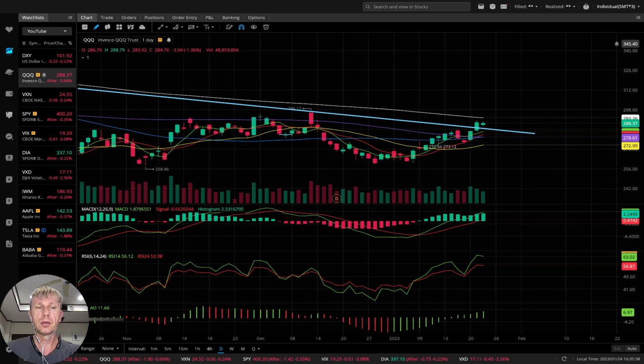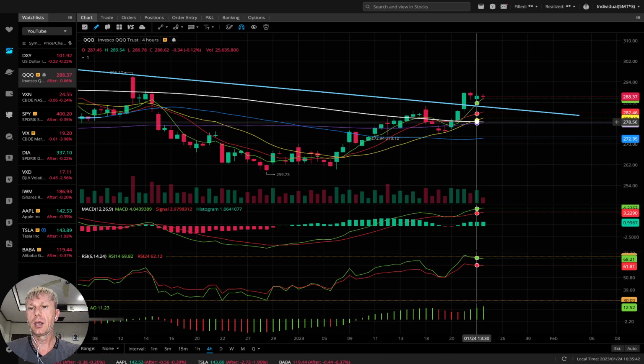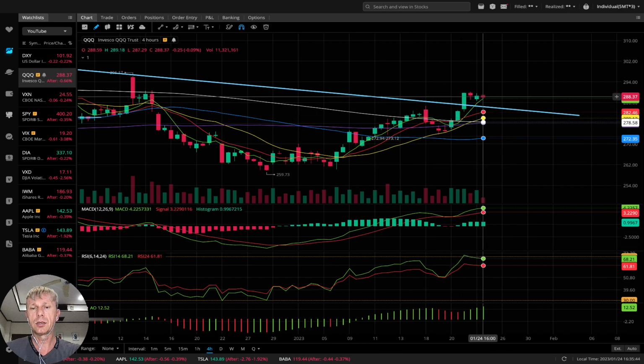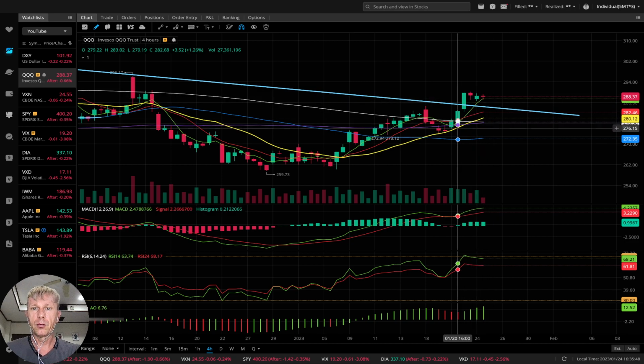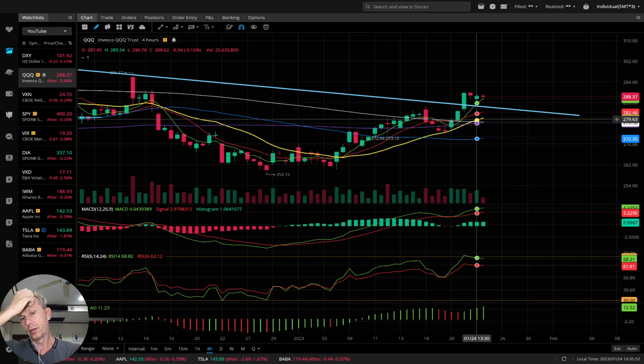Let's move to 4 hours. On 4 hours it's the same. MA5, yes, the last bar is still above all moving averages. We're still above MA 200. MA 20 just did a bullish crossover. It's a bullish signal.